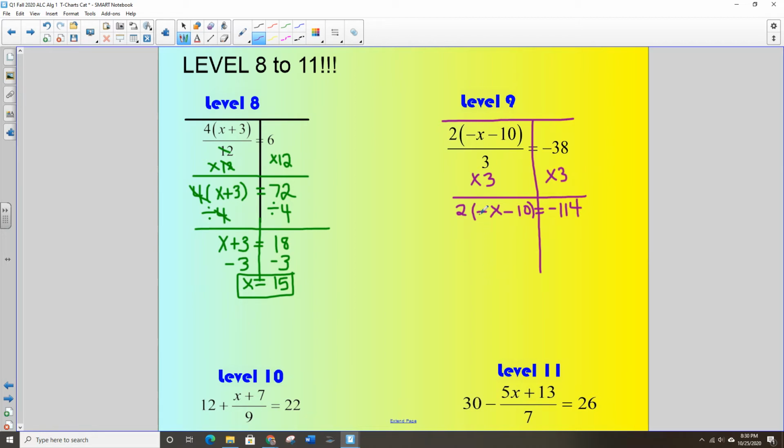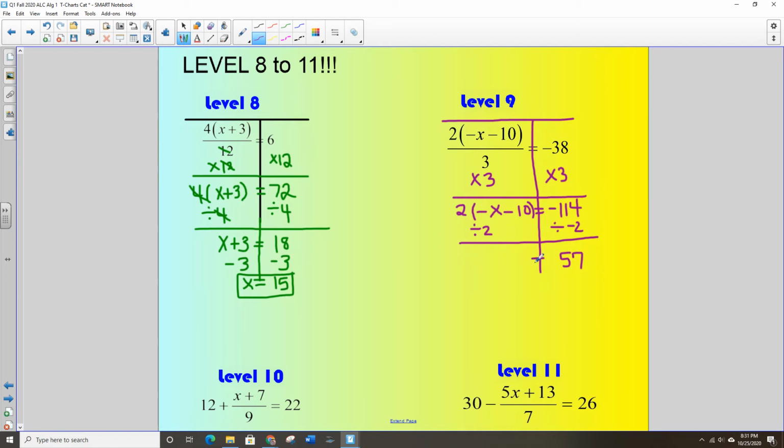All right, now based on that method that I learned from my student Kevin back in 2007, how are we going to get that 2 out of there? Yep, we're going to divide by 2. A negative divided by a negative is positive. So what's negative 114 divided by negative 2? Hopefully you got 57.